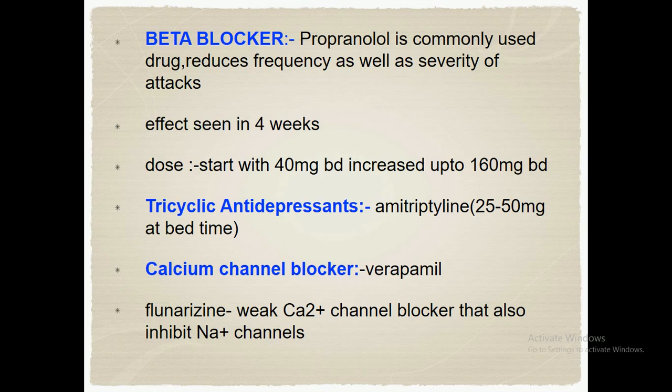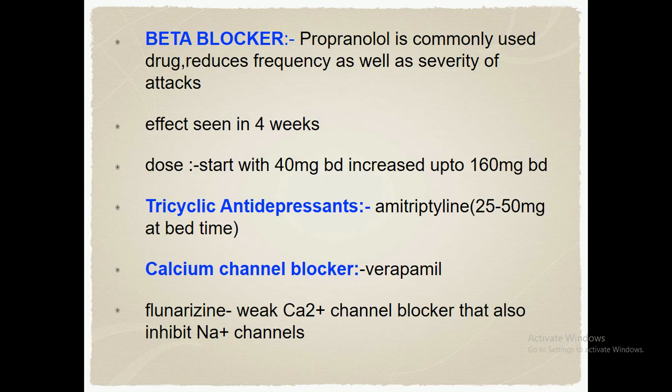Beta blockers are also used. Propranolol is the commonly used drug, reducing the frequency as well as the severity of attacks. As we know, the most dominant receptor present in the heart is the beta 1 receptor. The effect is seen in 4 weeks. The dose starts with 40 milligram BD, increasing up to 160 milligram BD. Tricyclic antidepressants, amitriptyline, can be used at 25 to 50 milligram at bedtime.